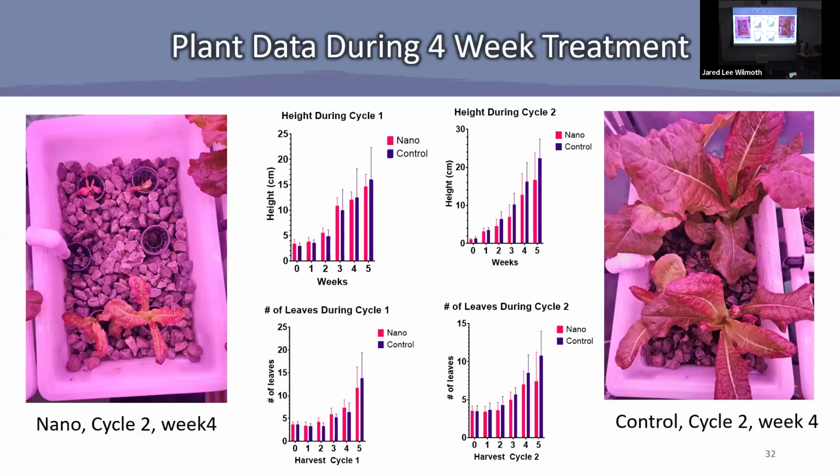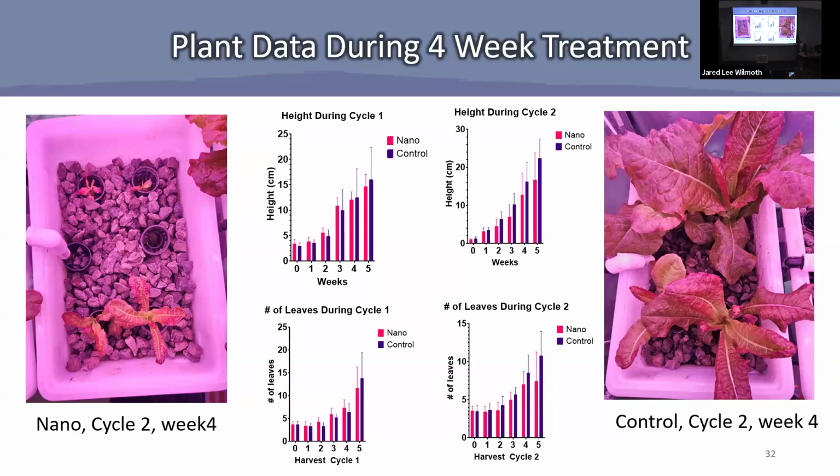With regards to the plant data, as I was adding the treatments weekly for 20 minutes, each week we collected plant data in terms of height and the number of leaves. This pinkish color is for the nano and the purple color is for the control. Here you see, this is at week 4, what the nano tanks look like in terms of plants. And this is for cycle 2, week 4 in one of the control tanks. I'm only showing you a picture for one of them, but there was a lot of variability between tanks. We had one tank where the plants were slightly larger, and some tanks like this one, the plants were slightly smaller. So we are seeing variability from tank to tank in terms of treatment.